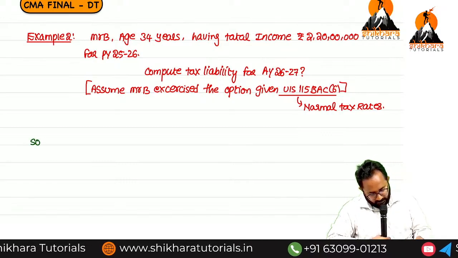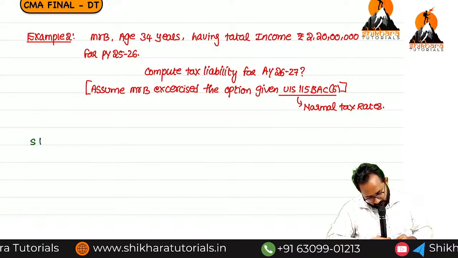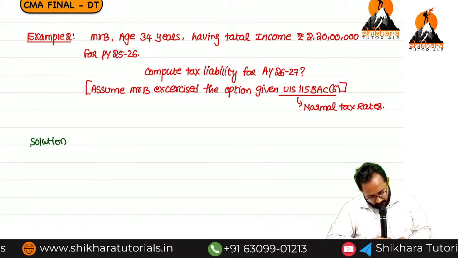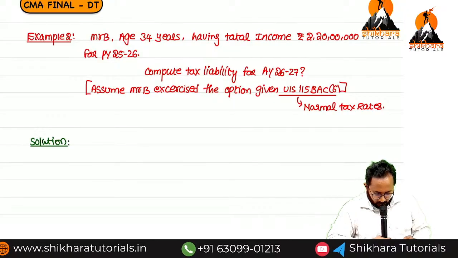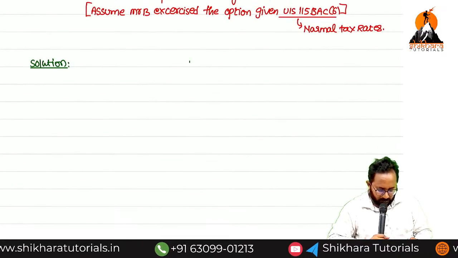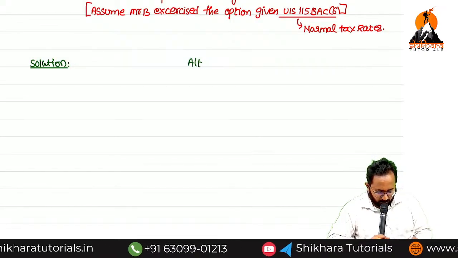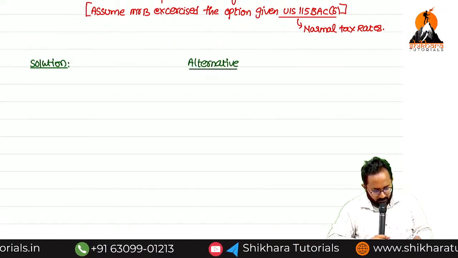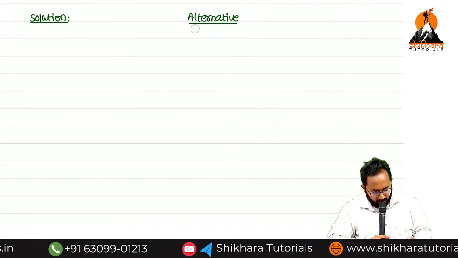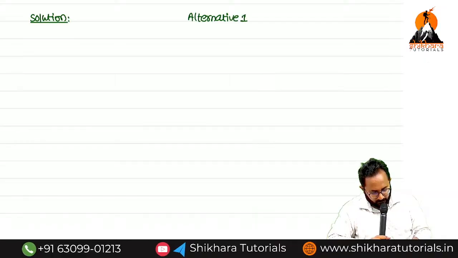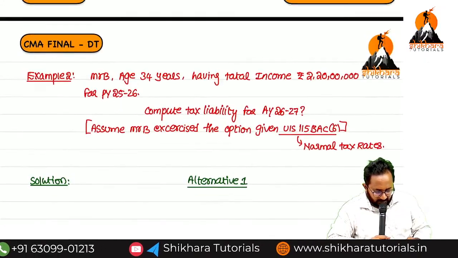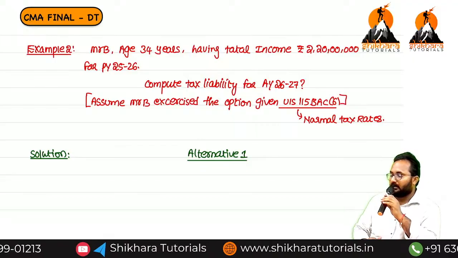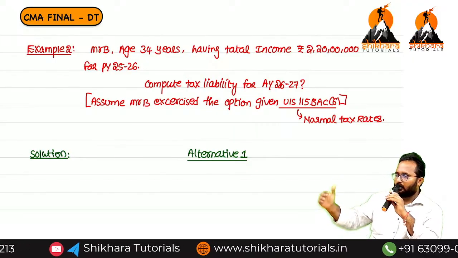Yes. Sir, solution. Normally you have many doubts, sir, whether we have to follow marginal relief or not. I will tell you both alternatives. Alternative 1: if you follow alternative 1, here I know I am not at all getting any marginal relief. Why? How do I know? Sir, the basic limits for surcharge for an individual are 50 lakh, 1 crore, 2 crore, 5 crore.